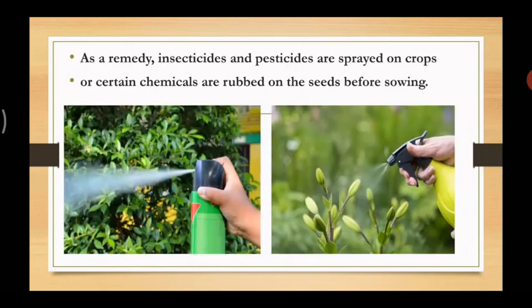let's move forward. We protect the crops with a remedy. What's the remedy? Insecticides and pesticides are sprayed on the crops, or certain chemicals are rubbed on the seeds before sowing. That means there are certain remedies. When you grow the crops, there are insecticides and pesticides that are sprayed on the crops, or certain chemicals are rubbed on the seeds before you sow them.